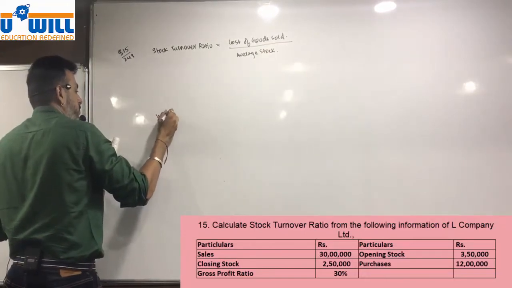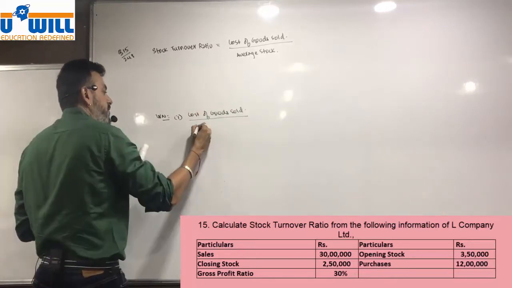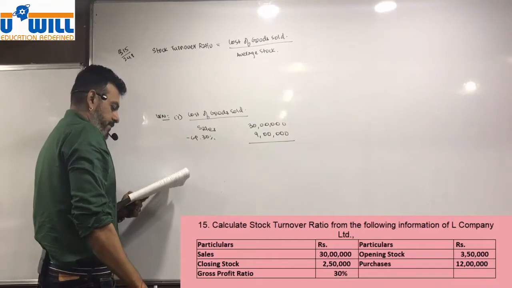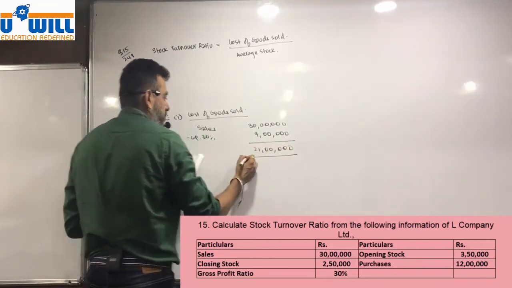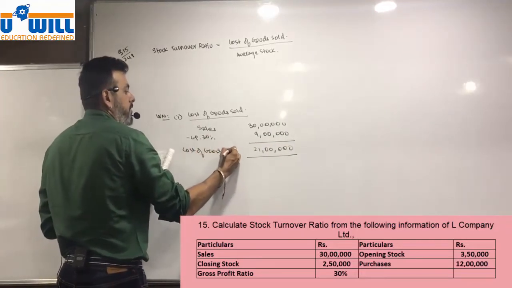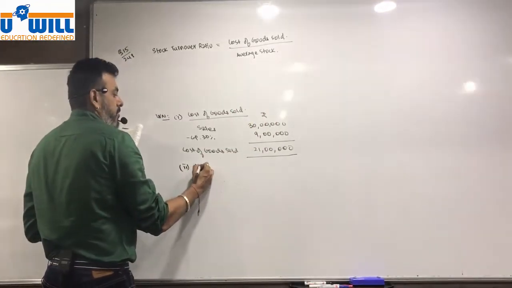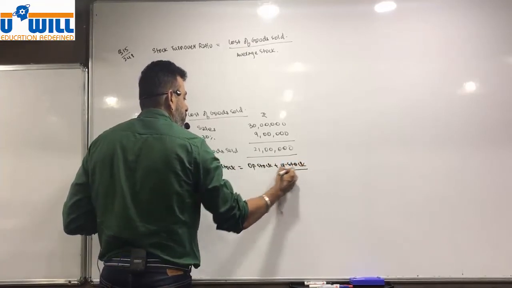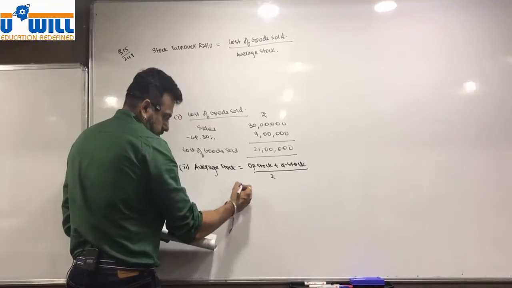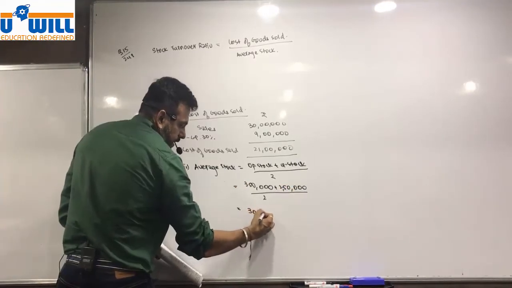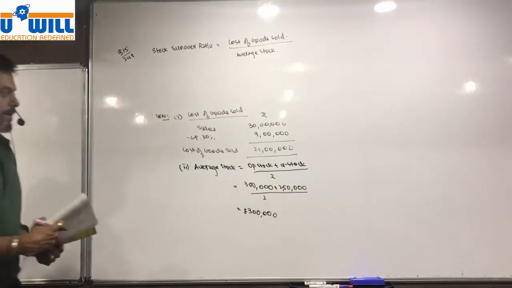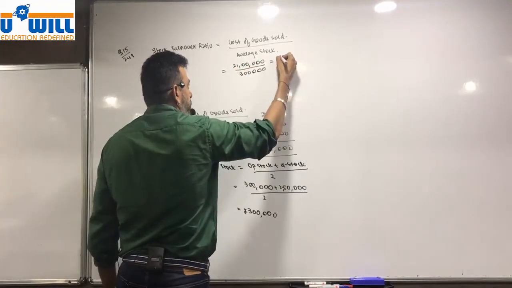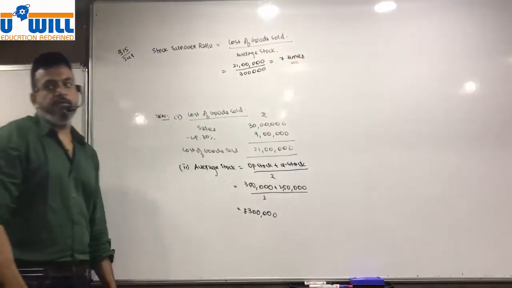Working note. First, cost of goods sold. What's the sales? Sales is 30 lakhs minus gross profit 30%, 9 lakhs. How much? 21 lakhs cost of goods sold. Average stock is equal to opening stock plus closing stock upon 2. All of you know it. 3 lakh 50,000 plus 2 lakh 50,000, which is equal to 3 lakh. Applied, cost of goods sold upon average stock, seven times. Here we'll use number of times, not ratio.